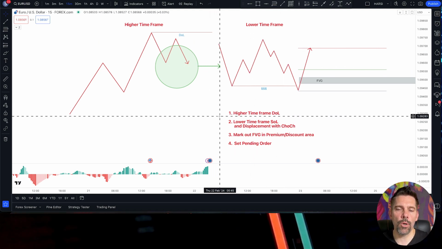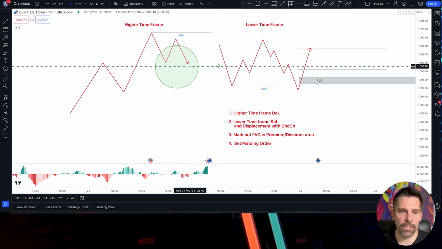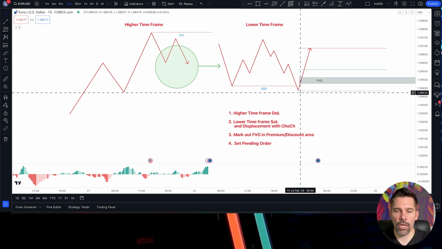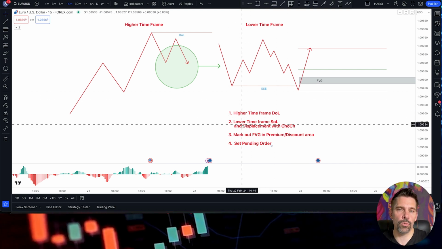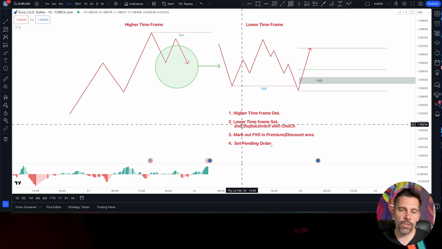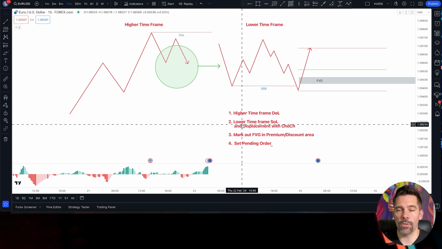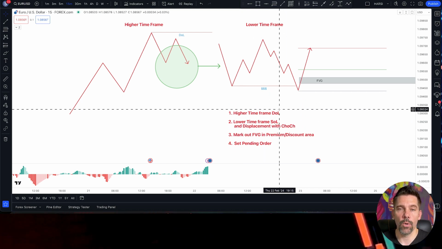You are going to a lower time frame and you are looking for a sweep of liquidity, which you can see has happened here. It's just happened. We've had a sweep of liquidity on the lower time frame, and then we are actually going to, so part 2, you're switching down 2 time frames. I would look for the sweep of liquidity on the 15, and then I will drop down to the 1 minute, and then I will look for the change of character with displacement.